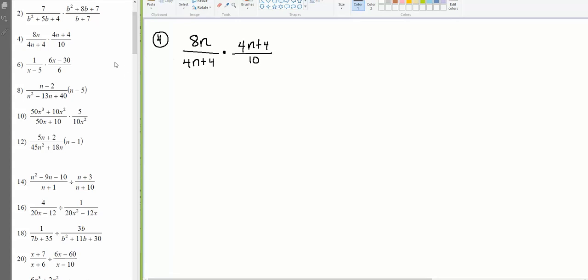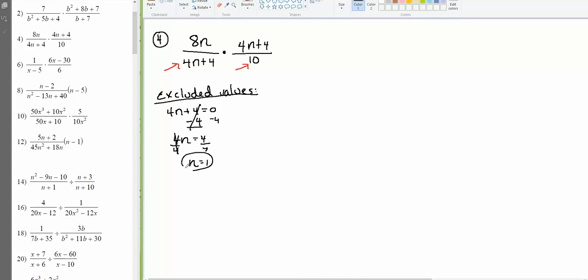All right, this is problem number 4. And as we can see here, the first thing we're going to do is we're going to get our excluded values. And the excluded values come from the denominators, and the denominator is 4n plus 4. We're going to set it equal to 0. That's this 4n plus 4 and this denominator, this 10. And we're going to subtract 4. We have 4n equals 4, and we're going to divide out that 4, and we get n equals 1.